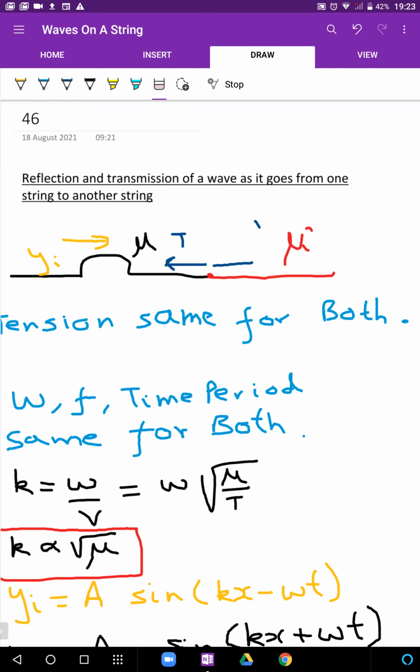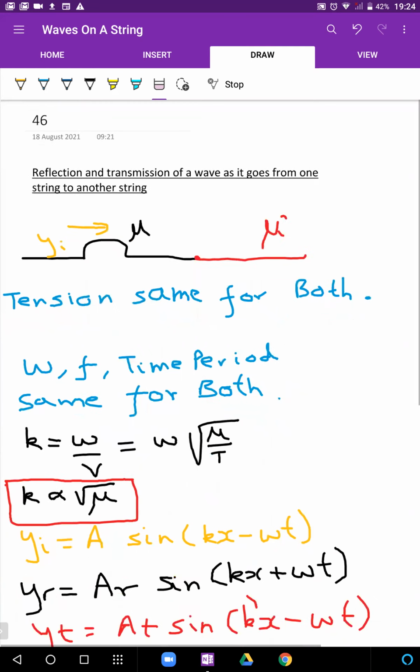Tension, when you have strings in series or springs in series, tension in all of them is the same. Tension is the same. What else is the same? The other thing that is the same is omega. Why is omega the same? By the way, omega as an extension also implies frequency and time period are the same.